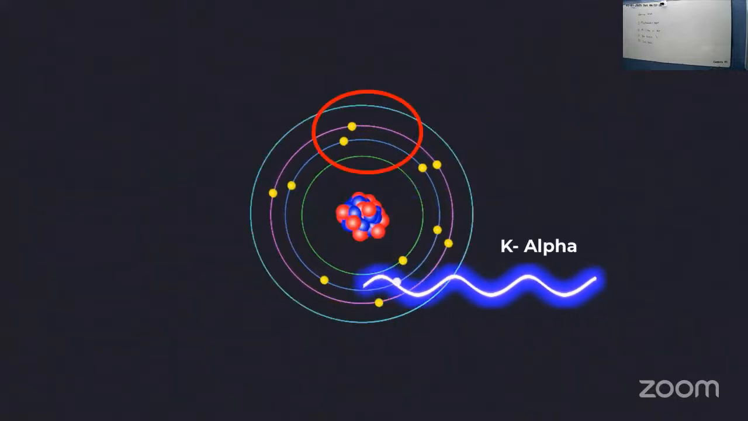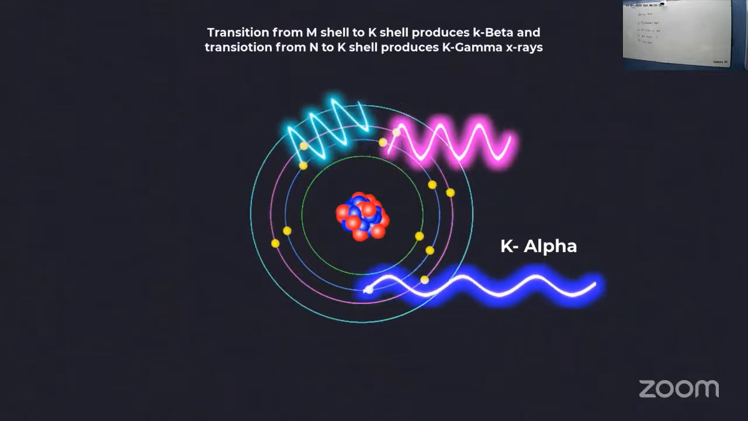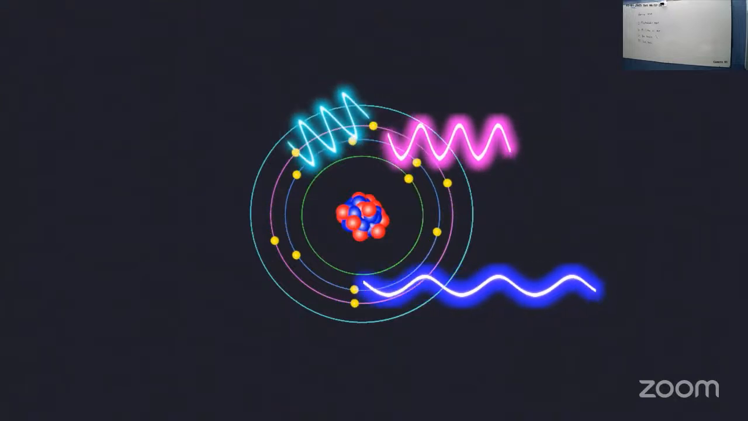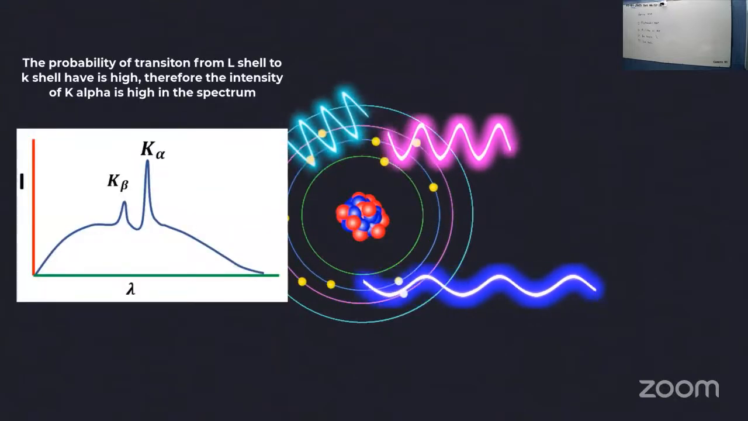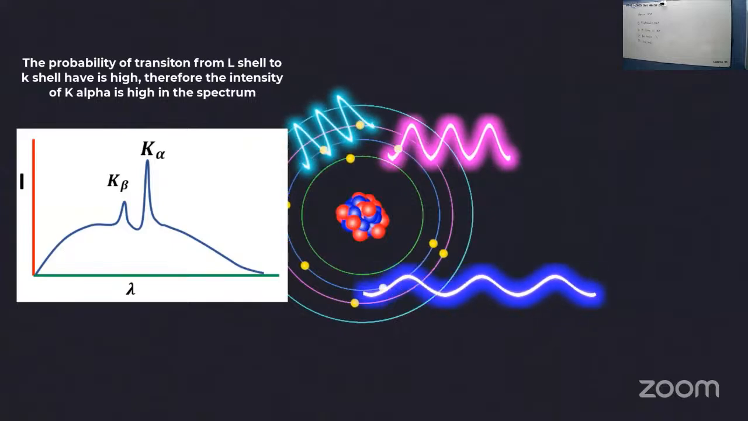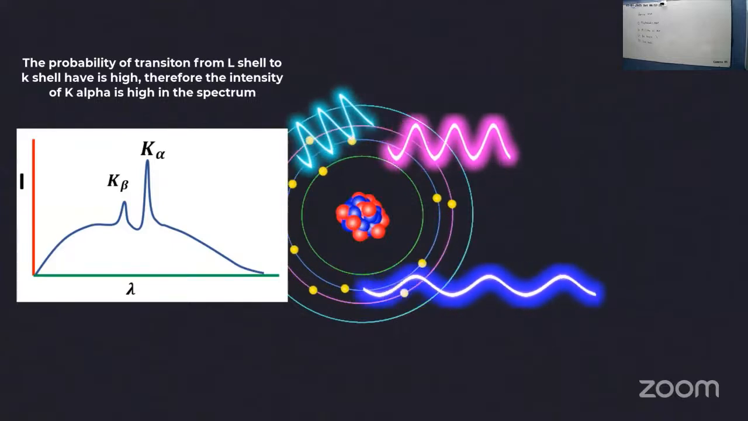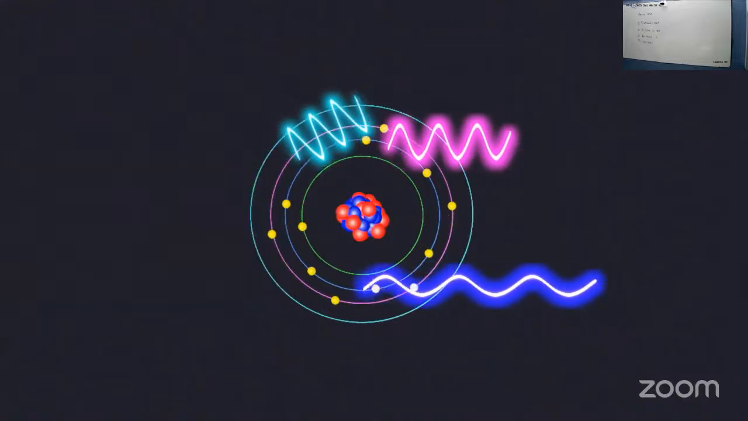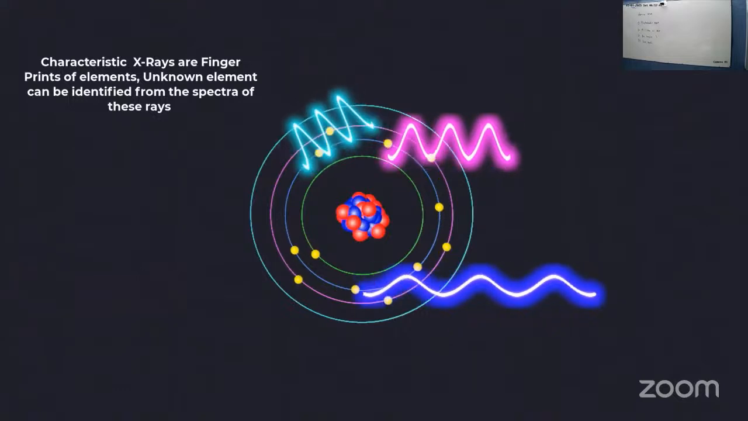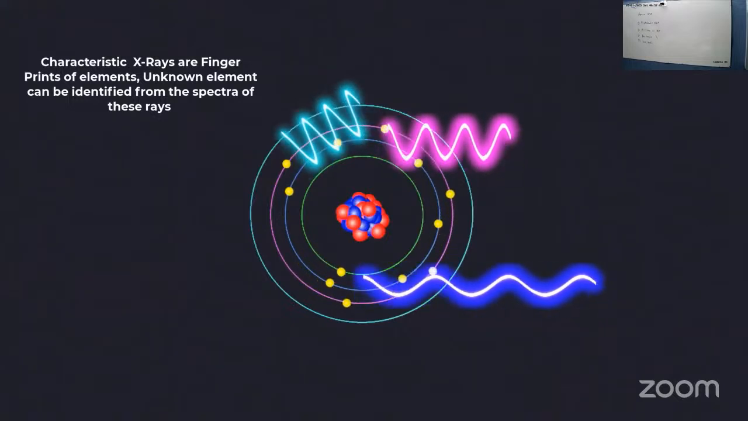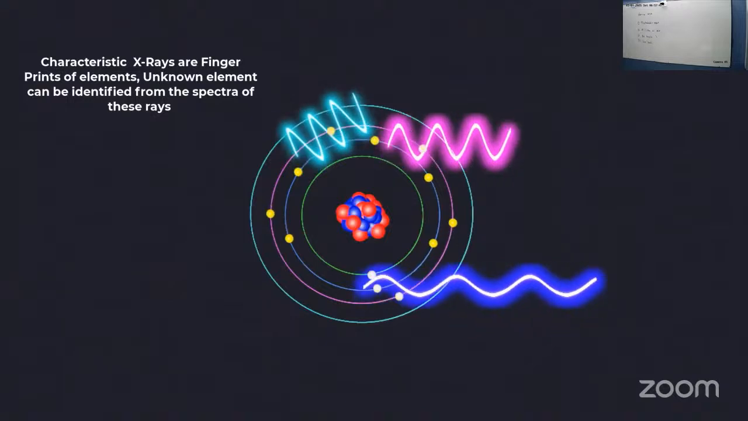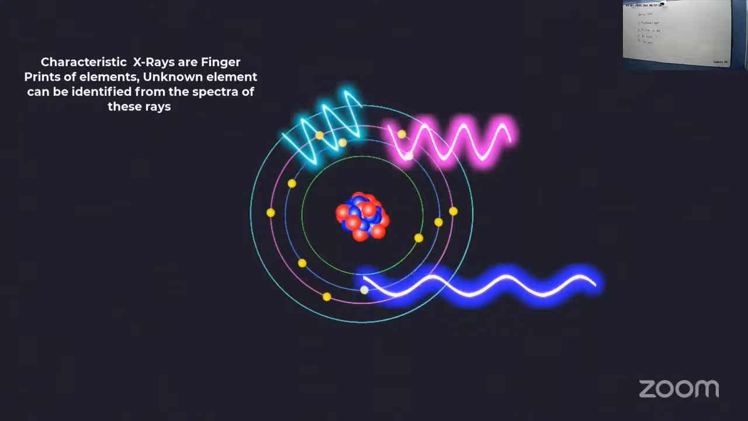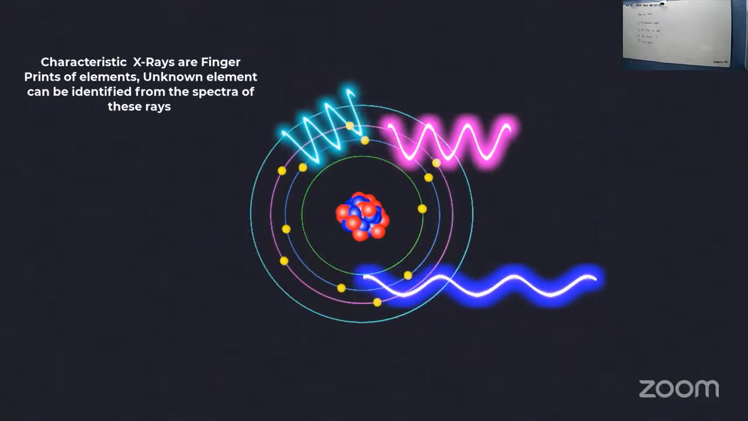Similarly, transitions from the M and N shells result in K-beta and K-gamma X-rays, respectively. The probability of a transition from one shell to another depends on the proximity of the shells, so transitions from neighboring shells are more likely than transitions from farther away shells. The emitted wavelengths of these X-rays are unique to each element. Therefore, they are called characteristic X-rays because they serve as fingerprints for identifying the elements present in a sample.